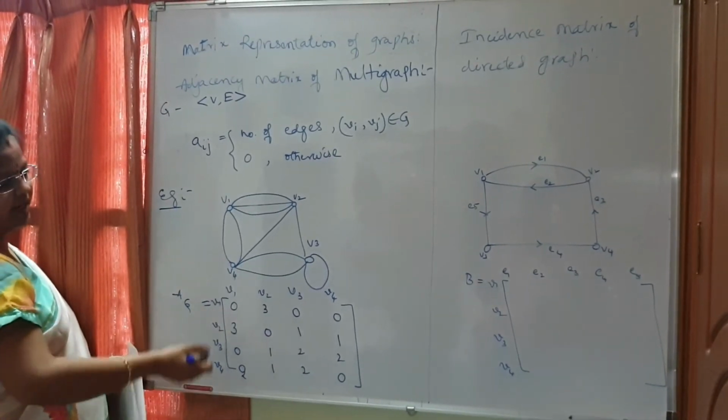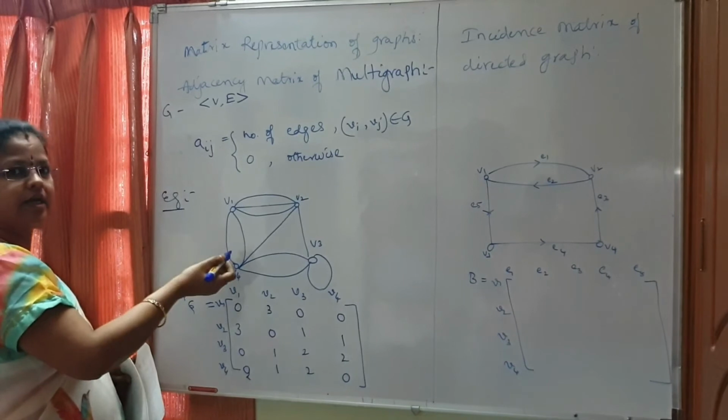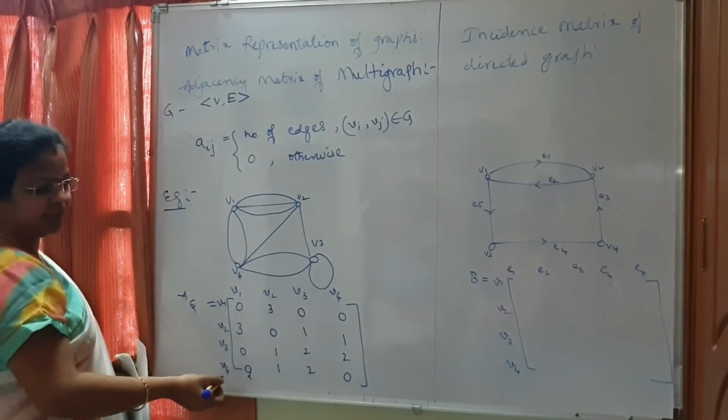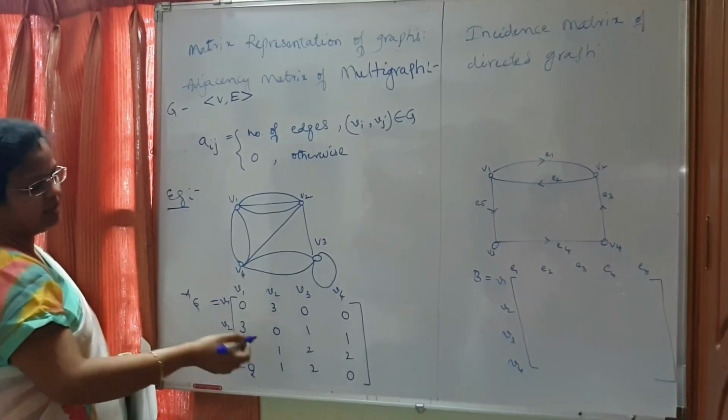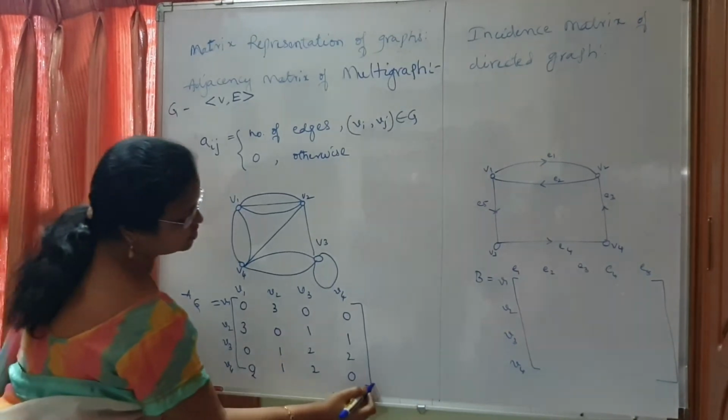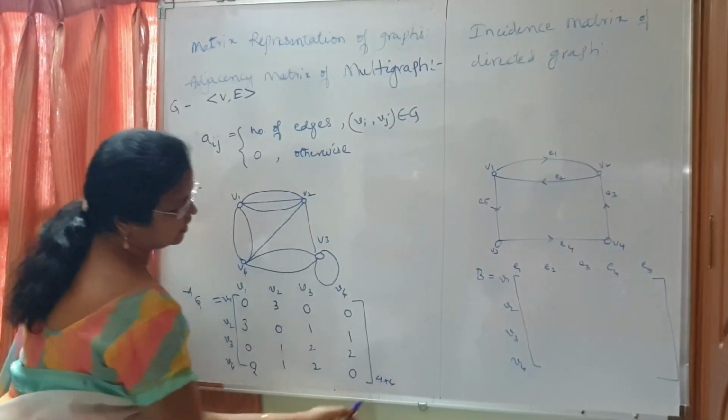This is how we can represent any undirected multigraph in a matrix representation, and this is the matrix. And here it is also a square matrix, 4 by 4.